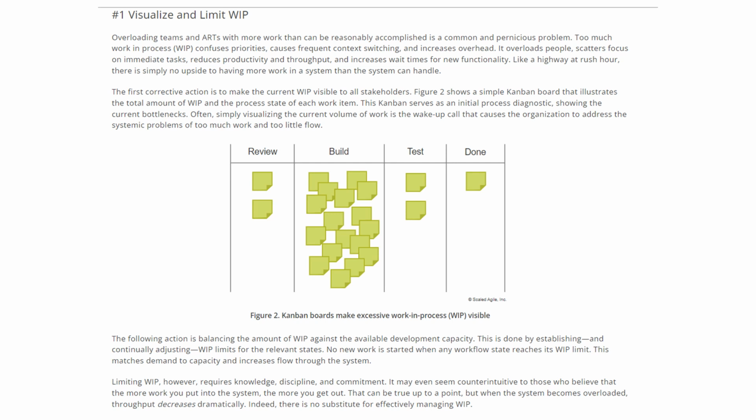Limiting WIP, however, requires knowledge, discipline, and commitment. It may even seem counterintuitive to those who believe that the more work you put in the system, the more you get out, right? This can be true up to a point, but when a system becomes overloaded, throughput decreases dramatically. Indeed, there is no substitute for effectively managing WIP, right? So this is the first accelerator around work in progress. Two important things: you have to visualize it using a Kanban board, and you have to put a WIP limit on it.